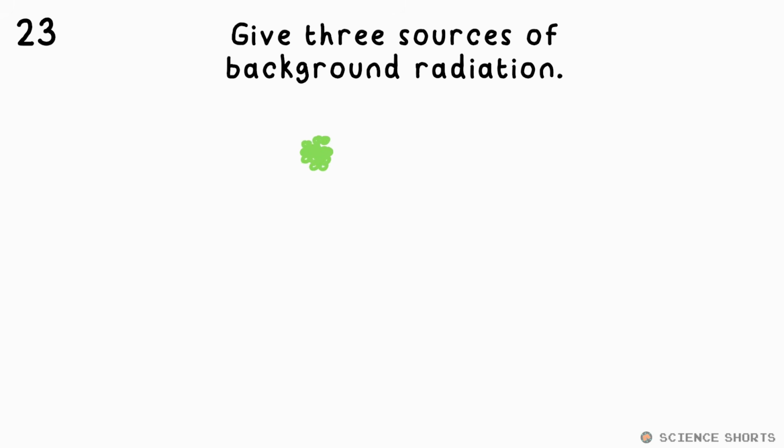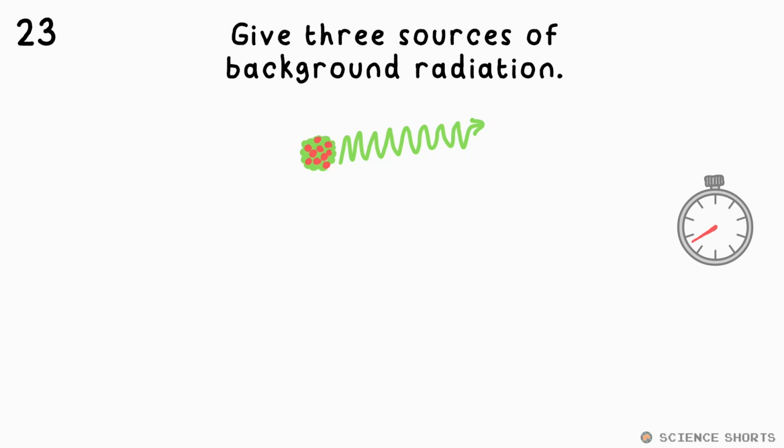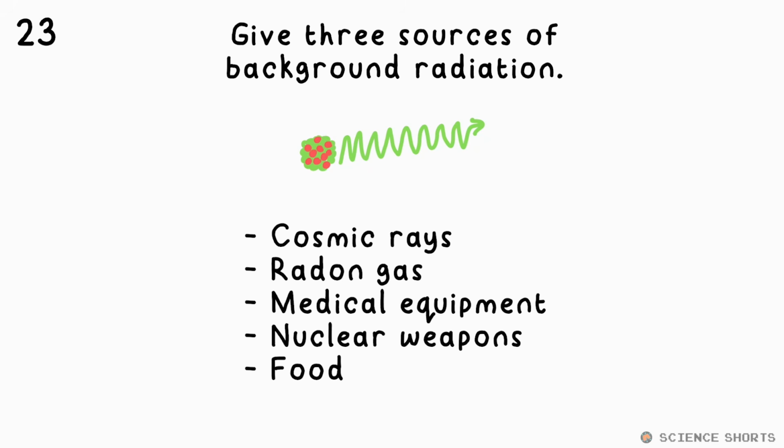Question 23. Give 3 sources of background radiation. Possible sources are cosmic rays, radon gas, medical equipment, nuclear weapons, and some food like bananas. Don't get me started on radioactive bananas.